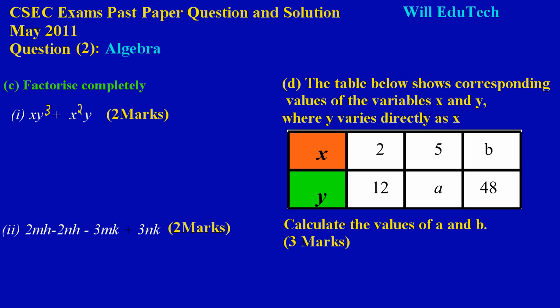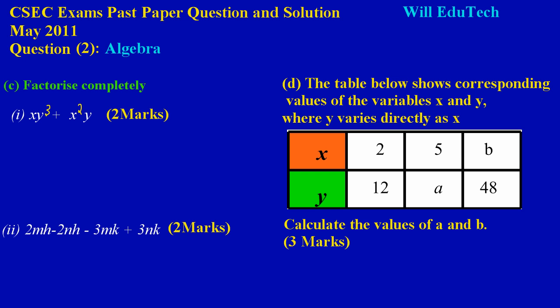Now we have x times y cubed plus x squared times y. When factorizing, one of the most important things to look for is what is common to both terms. If you look carefully, I have an x here and a y, and on the other side of my plus sign, I have an x and a y. So obviously x and y is common to both terms.